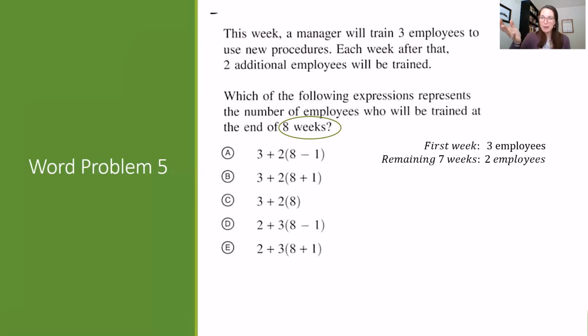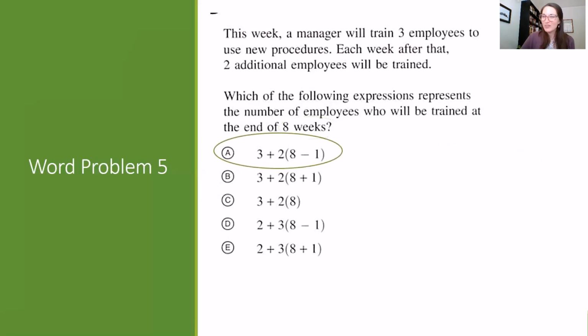So take a look at the options here. Which one makes the most sense here? In this case, we're going to choose letter A. 8 minus 1 is 7, and so that's going to account for those remaining 7 weeks where only 2 employees were trained each week. Plus, we'll add in that 8th week, or rather the first week, of 3 employees being trained.